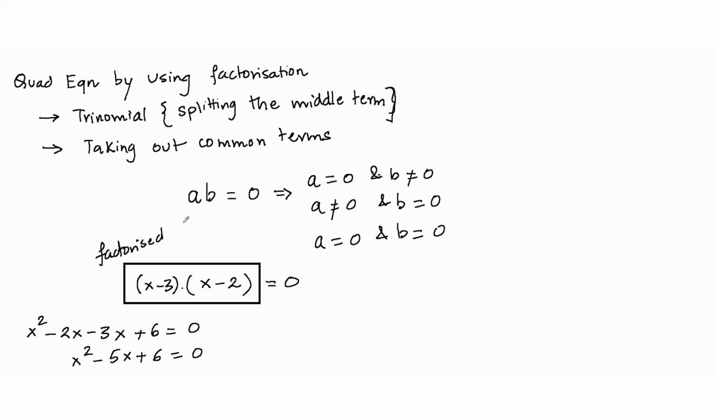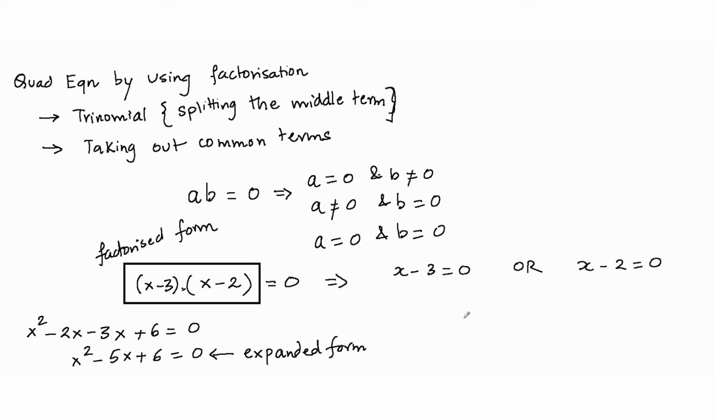Let us note it down. This is the factorized form, whereas x square minus 5x plus 6 equal to 0 is the expanded form. Now, if the product of these two terms is equal to 0, this would mean either x minus 3 is equal to 0, or x minus 2 is equal to 0, or maybe both of them are 0, right? That is also equally likely.